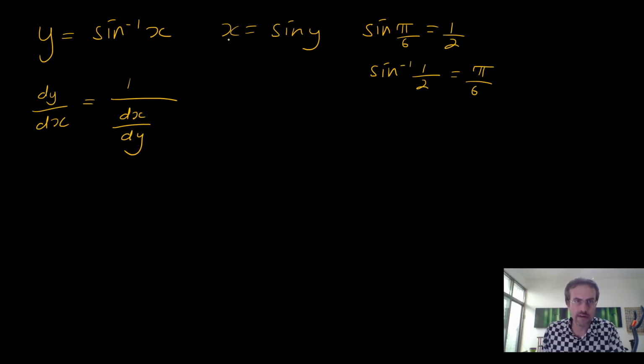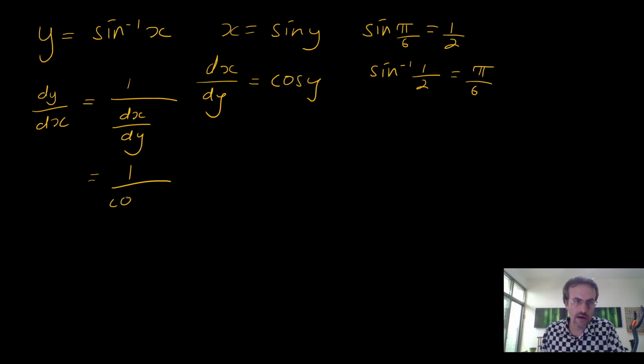So if I can find dx by dy and plug it in over here, I've got the answer. And I have an x over here, so I can take the derivative of x with respect to y. So let's do that. Okay, so dx by dy equals, well, the derivative of sine is just cos, so this is just cos of y. Okay, nice. So I could just plug this in over here. So dy by dx equals 1 over cos of y. Yay, I found the derivative of the inverse sine function.